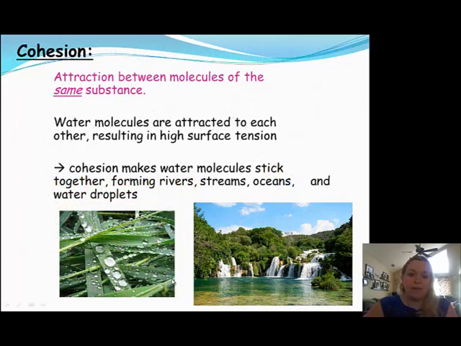Now, the stickiness of water molecules is described with 2 different terms. The first is cohesion. Cohesion is the attraction between molecules of the same substance. This is why we have water molecules that are attracted to each other, because of this cohesion. Now, cohesion results in high surface tension, so this is why we have things like beautiful oceans and rivers and streams and waterfalls, but it also helps to form simple things like water droplets.